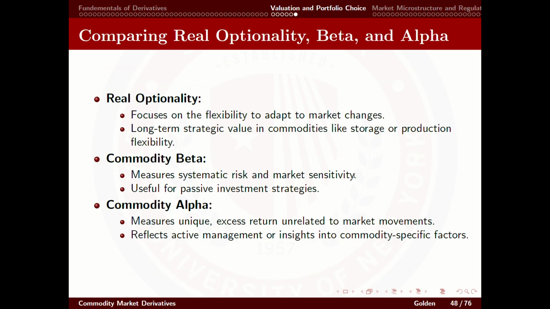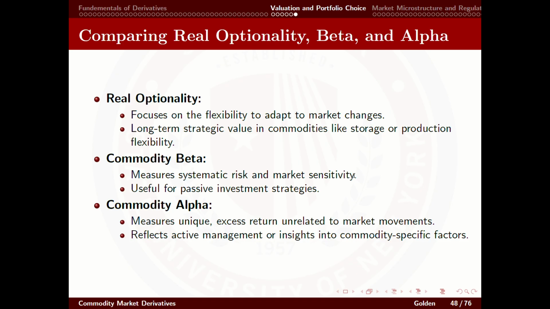And then real optionality versus commodity beta and commodity alpha. Real optionality focuses on the flexibility to adapt to market changes, so long-term strategic value in commodities like storage, production, flexibility. Commodity beta measures systematic risk and market sensitivity, and commodity alpha measures unique excess returns. Really, the commodity alpha should be zero. You're not beating the market in most cases.